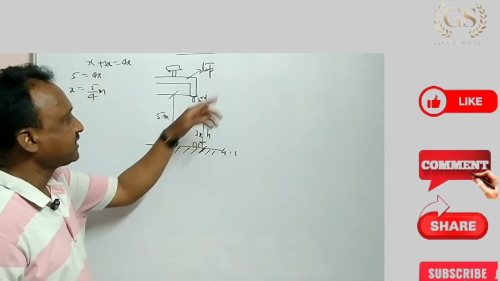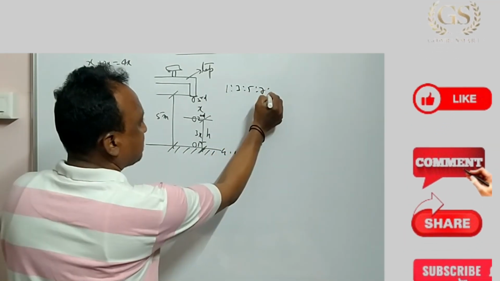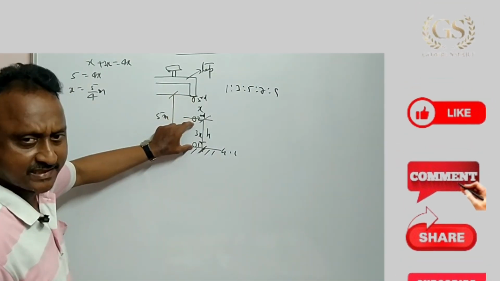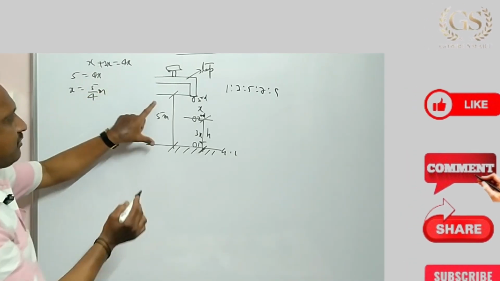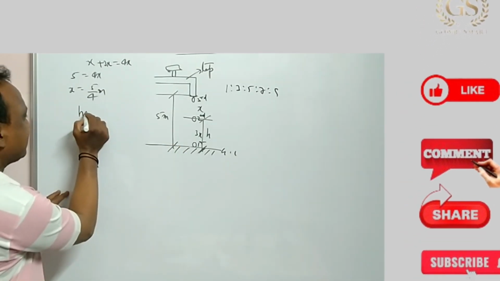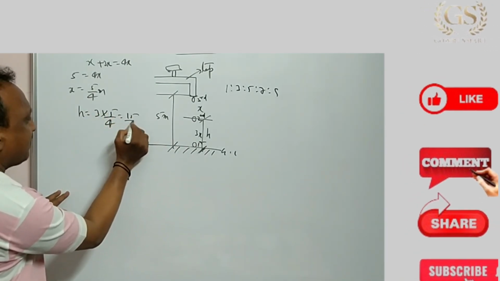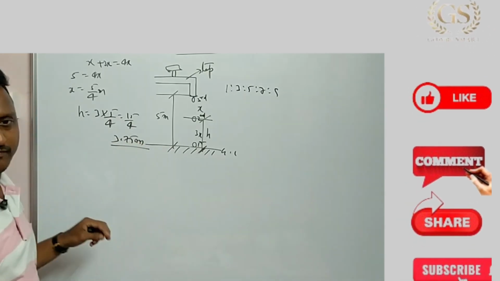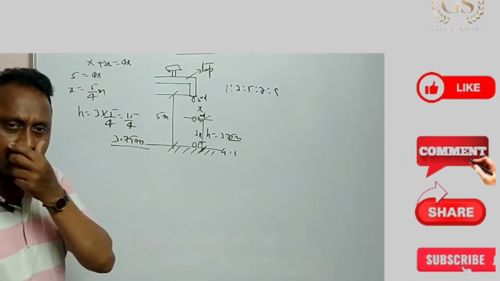So according to Galileo's equation, already discussed before, 1 is to 3 is to 5 is to 7, odd numbers. If you observe carefully, this is x and this is 3x. So x plus 3x, what is the total distance? 4x is equal to height 5 meters, x is equal to 5 by 4. So what will be the height? H is equal to, from the figure, 3x, 3 into 5 by 4, that is 15 by 4, that is 3.75 meters, the height of the second drop above the ground level.